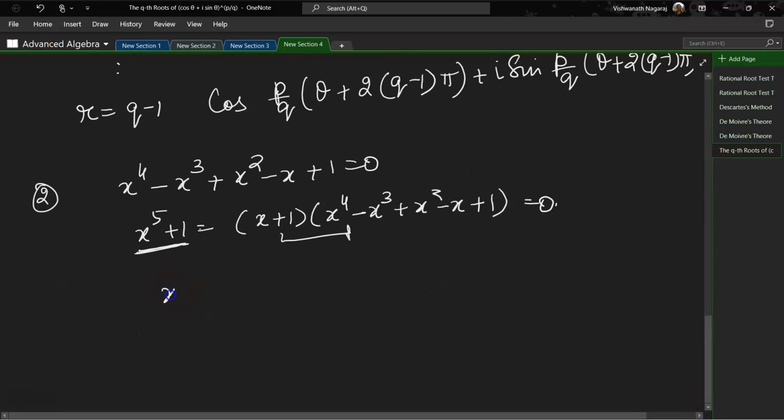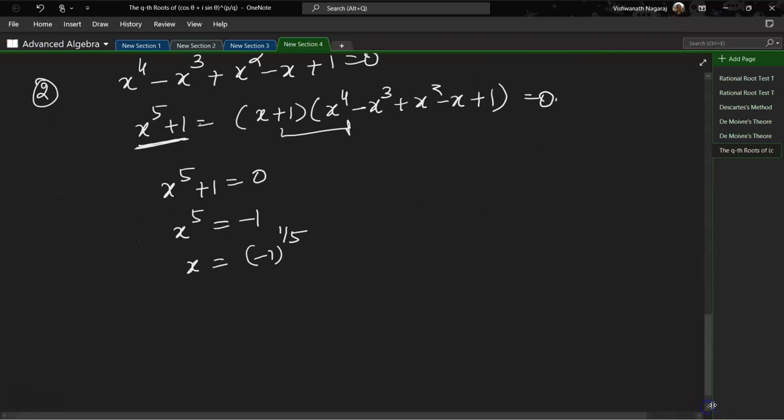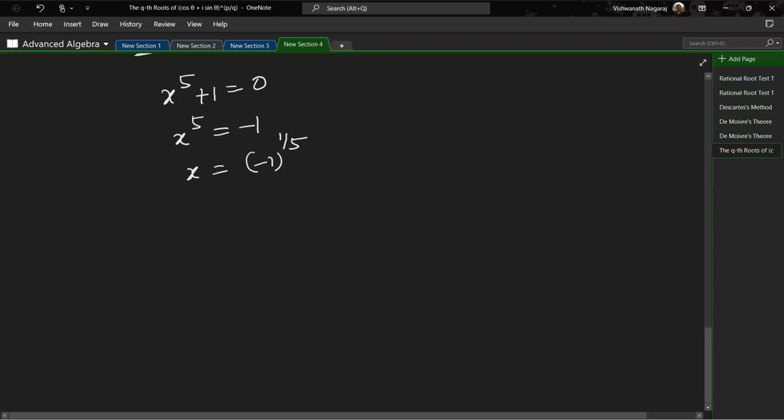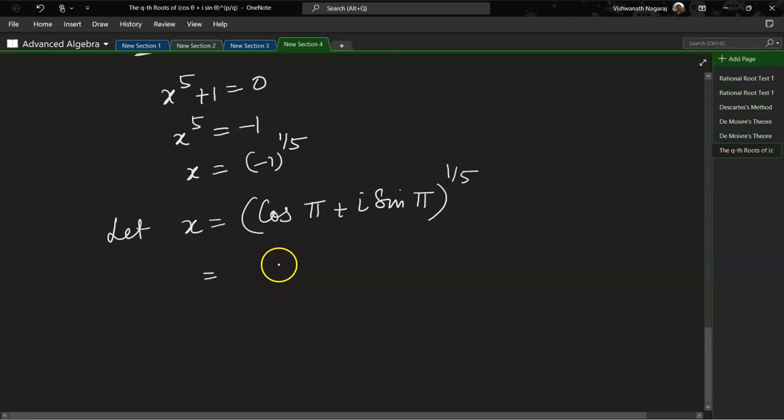So let's see. x to the power of 5 plus 1 equal to 0, which means x to the power of 5 equal to minus 1, which means x is equal to (minus 1) to the power of 1 by 5. And now we know how to find the fifth roots of minus 1. Let x be equal to (cos pi plus I sin pi) to the power of 1 by 5, where cos pi is minus 1 and sin pi is 0. This will only give us one value.